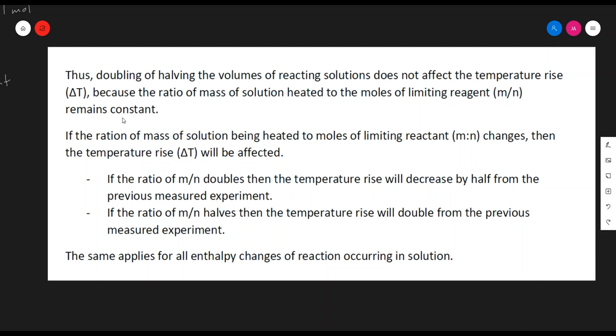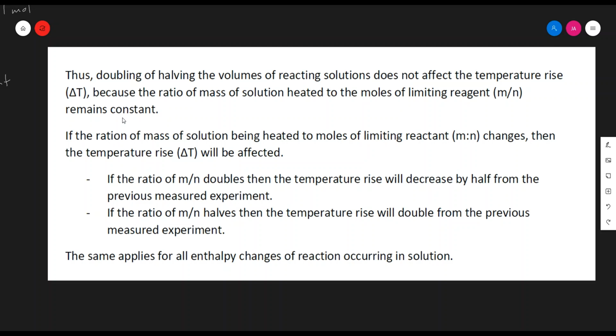Thus, in a multiple choice question, if you were given a question that gives you the enthalpy change of reaction and states the temperature rise of reaction, and then they ask you what happens to the temperature rise if the solutions were either doubled in volume or halved in volume while keeping their concentrations constant, this never affects the mass to moles ratio, and thus the temperature rise would be the same.